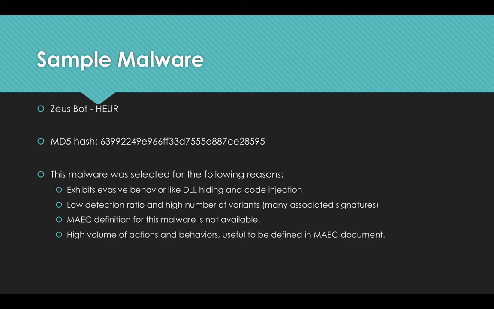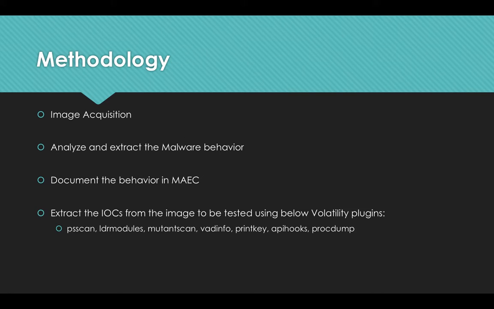The sample malware I'll be considering for this project is ZeusBot. It is a variant of ZeusBot which has an evasive behavior and a very low detection ratio because of the high number of variants. Also, it was recently detected in October 2016, and it is compatible with Windows 7, 32 and 64 bit architecture. I'll be choosing this malware for our test because of its high volume of actions and behavior which could be documented using the MAEC format.